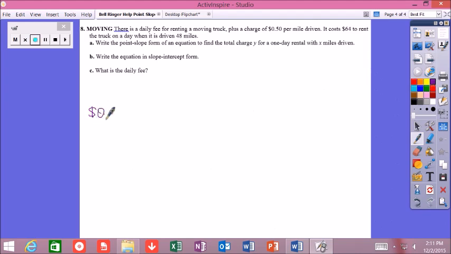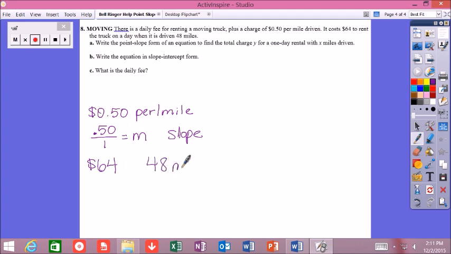In problem number 8, pulling the information, we know it's 50 cents per mile. Again, that's 50 cents per 1 mile. That is our rate or our slope. We were also told that it costs $64 to rent the truck when it's driven 48 miles. Now let's be careful on this one.